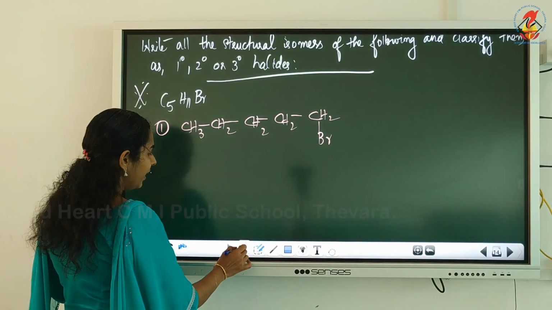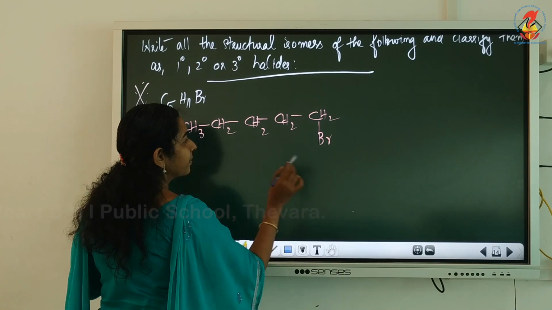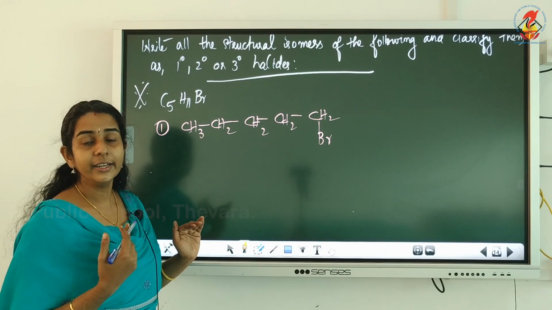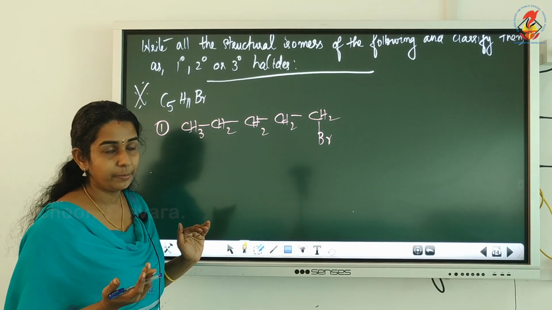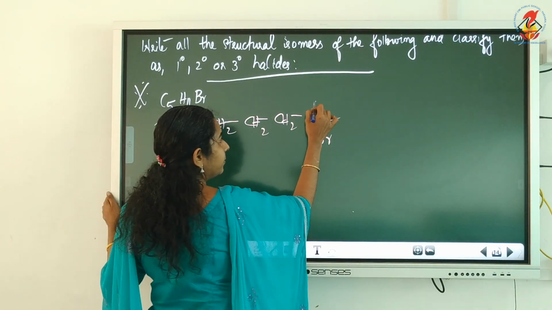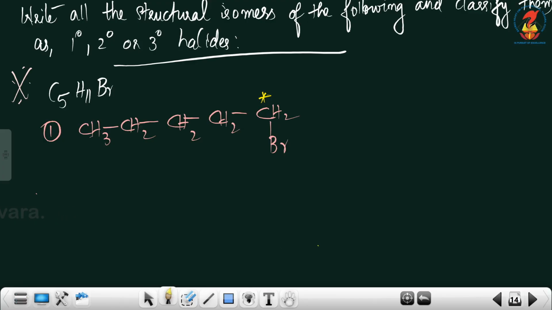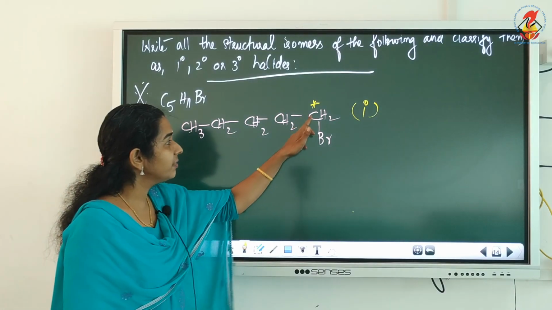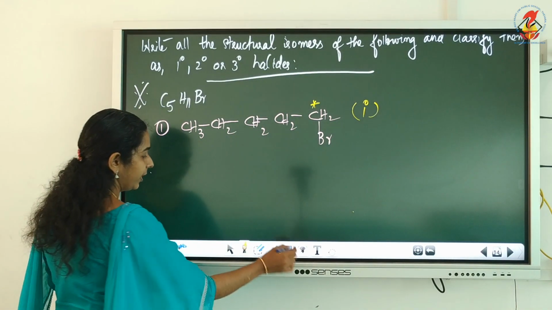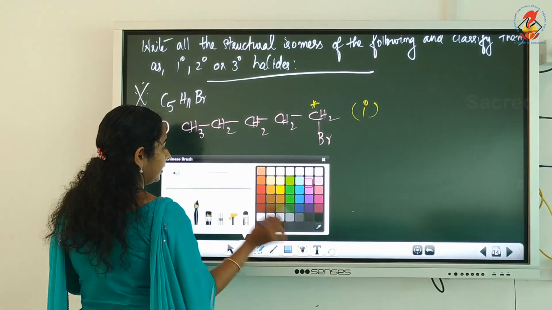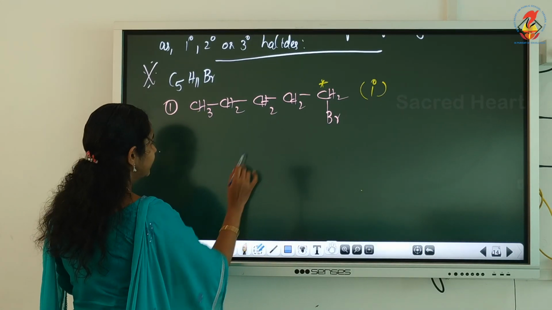And what type of halide is it? To classify the halide, you have to see only the X-attached carbon, isn't it? So here the X-attached carbon is this. Since it is CH2 with 2 replaceable hydrogen atoms, it is a primary halide. That means it will be attached to one other carbon atom only. Now, classification we can do at the last.